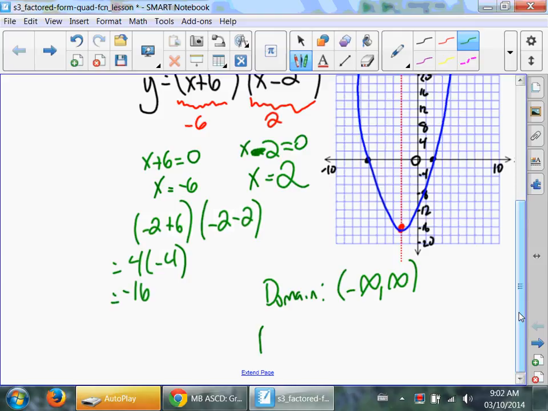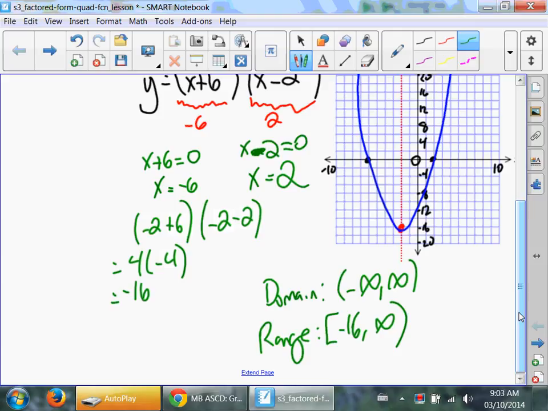For the range, it's a little different because there's a minimum. The minimum value is negative 16. So we're going to put a square bracket at negative 16 because it can actually equal negative 16, and it goes all the way to positive infinity, so we'll use a round bracket there. So there's your domain and range, okay? The domain is negative infinity to infinity, and the range is negative 16 to infinity.